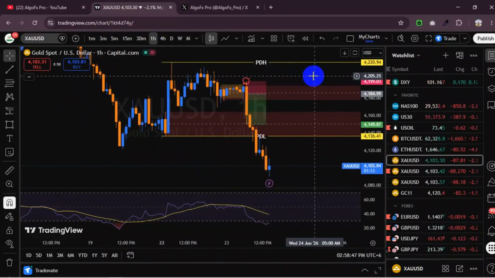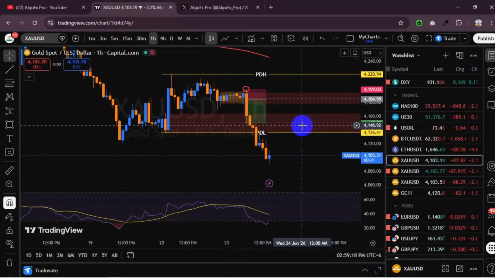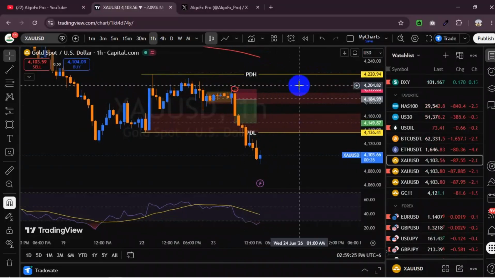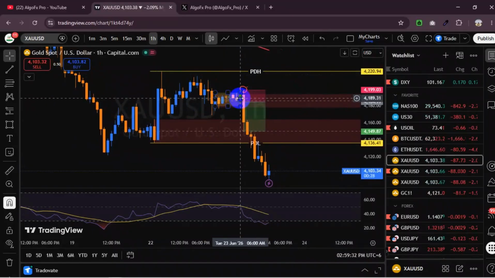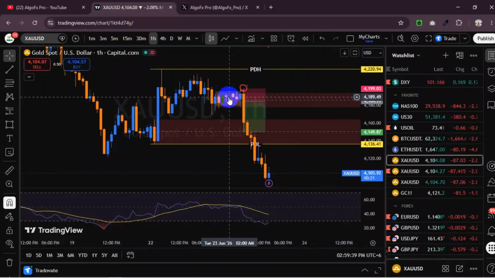In every order block you will get a consolidation and a candle opposite to the direction. That means our bias was bearish. Here you can see an opposite bullish candle, so we can consider it an order block candle. Then we mark the order block. After that we mark the consolidation area.